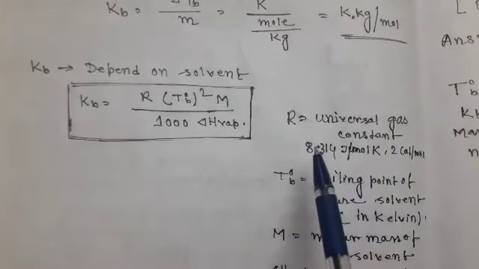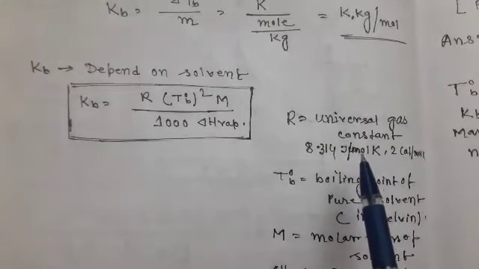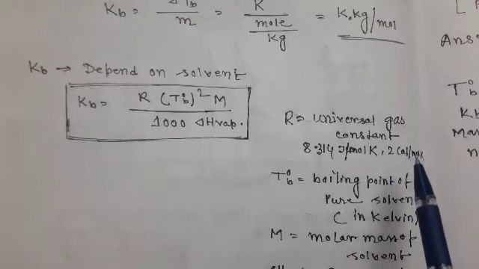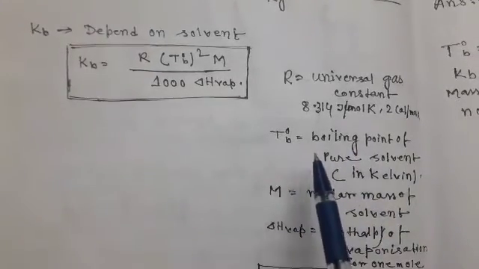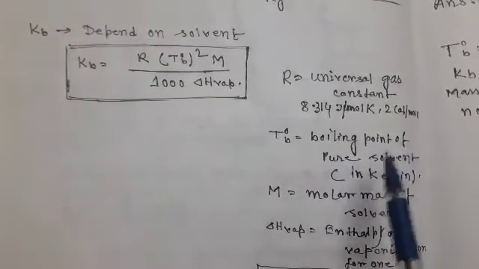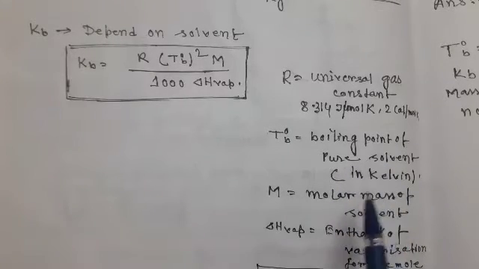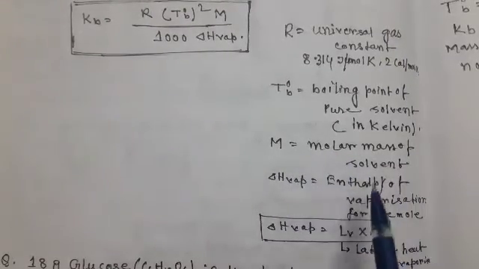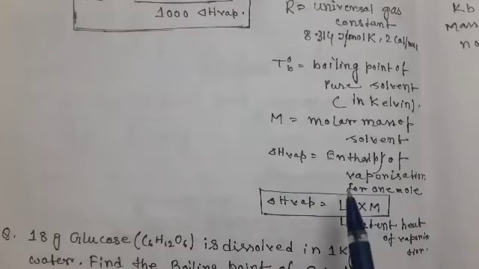The value of R is 8.314 joule per mole Kelvin, and in calorie unit, that is 2 calorie per mole per Kelvin. And T0b is equal to the boiling point of the pure solvent in Kelvin unit. The temperature must be in Kelvin unit. And M represents the molar mass of the solvent, and delta H vap represents the enthalpy of vaporization for 1 mole.